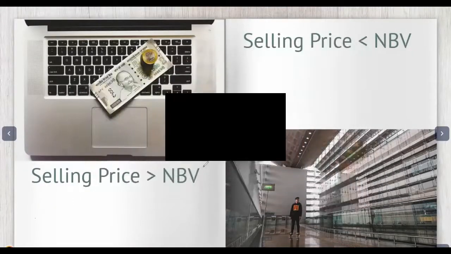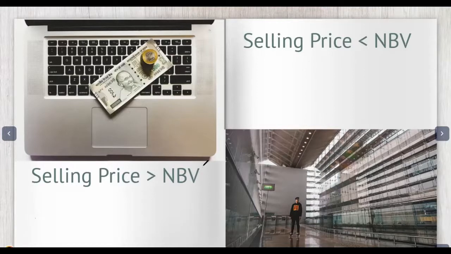Okay, for now, we will look at how to calculate the gain or loss from disposal. To do this, we need two pieces of information. One, the selling price, basically how much the asset was sold for. And secondly, we need to know the net book value. To find net book value, it is basically cost minus total depreciation.